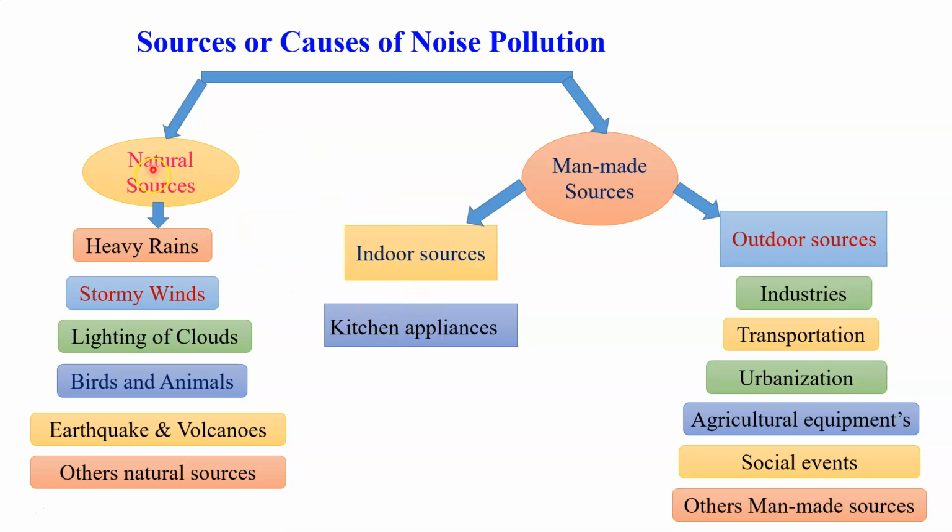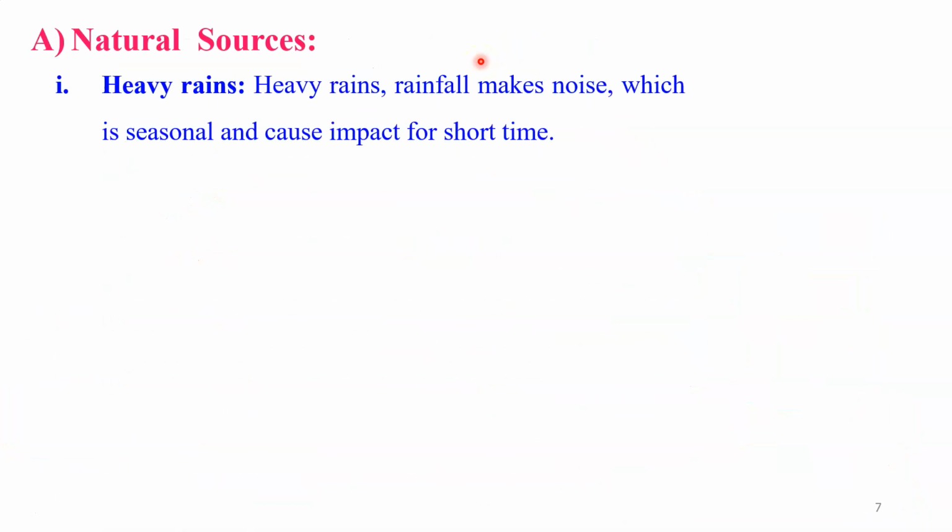First, we are going to discuss the natural sources of noise pollution. Dear student, now these are the natural things. We don't have any control, but these natural processes are also responsible for noise pollution. The first is heavy rains.